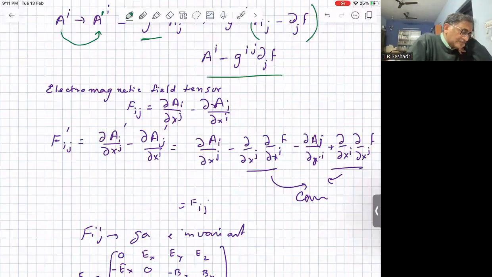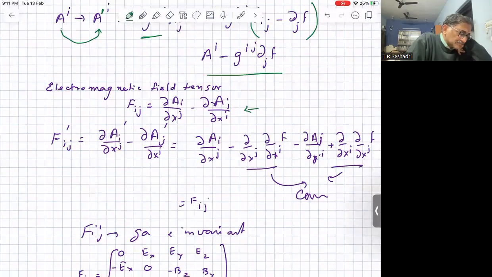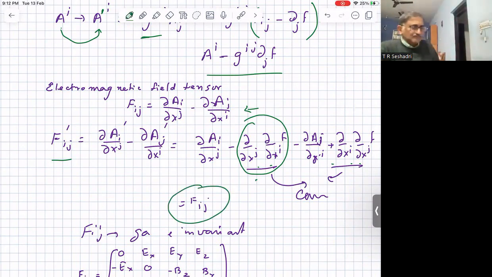And the electromagnetic field tensor is given by this F_{ij}. Now if you do a gauge transformation in A_i and make an F'_{ij}, and you substitute this, you will find a term del x_j by del x_i f and del x_i del x_j f with opposite sign. Since in partial derivatives the order of derivatives does not matter, these two will cancel out. So it will come out as this, which means F_{ij} is a gauge invariant object. You get this?